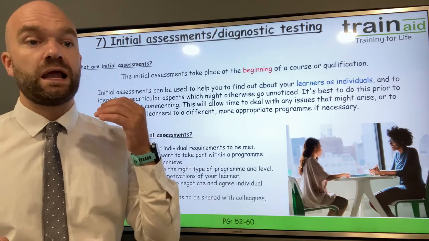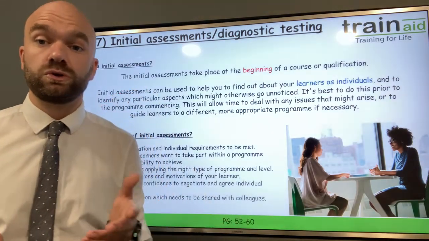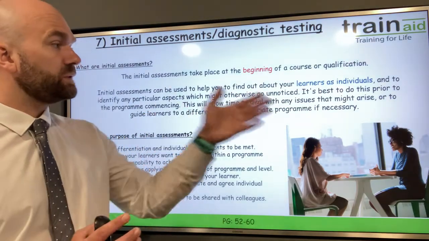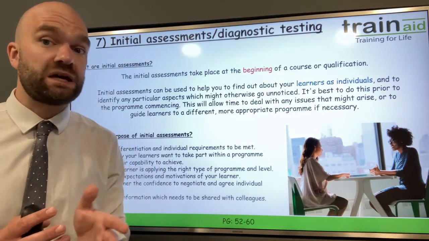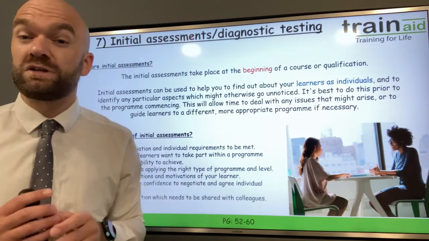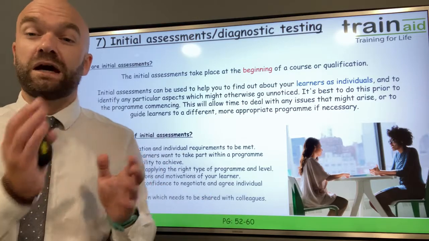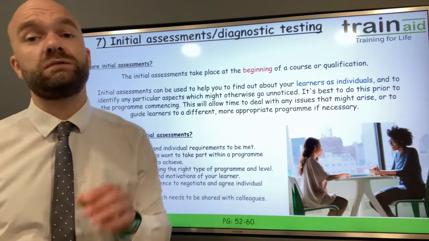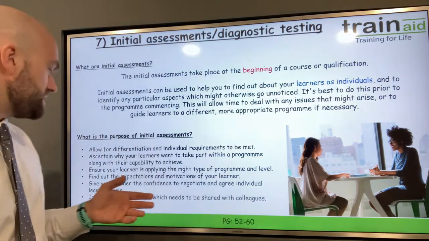It also allows for you to ensure that learners are on the correct course, okay? So after perhaps an initial assessment or consultation, you might say, sorry, I don't think this course is quite what you need. I can signpost you to another course or qualification. So that's another key factor within initial assessment.